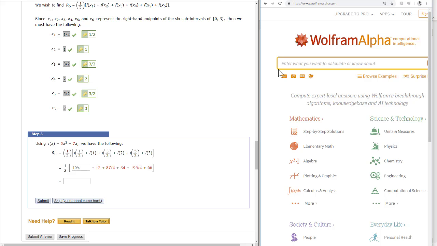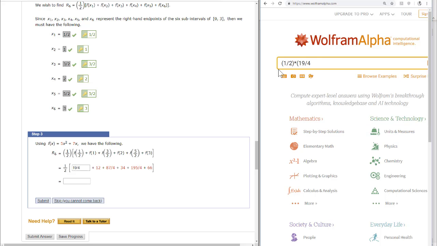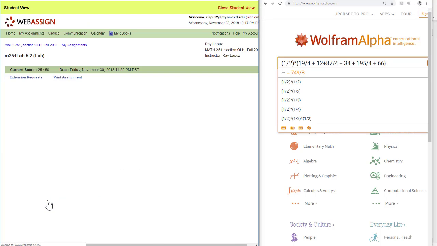We have 1/2 sitting out in front times, and then a big parentheses. We have 19/4 plus 12 plus 87 over 4 plus 34 plus 195 over 4 plus 66. And so it looks like that ends up to be 749 divided by 8. So 749 divided by 8 should be our final answer.